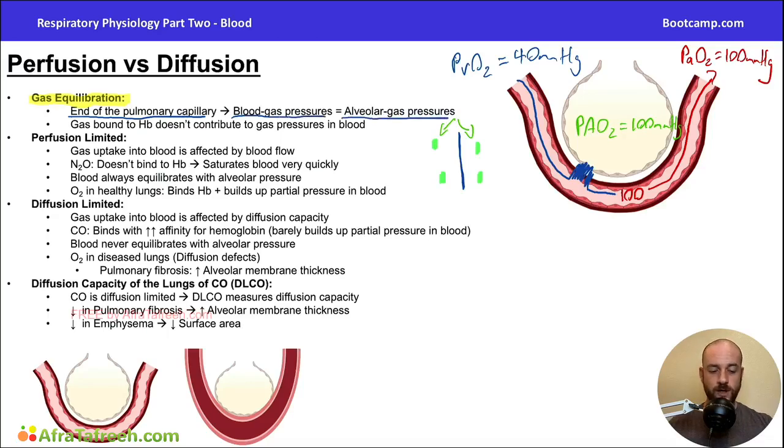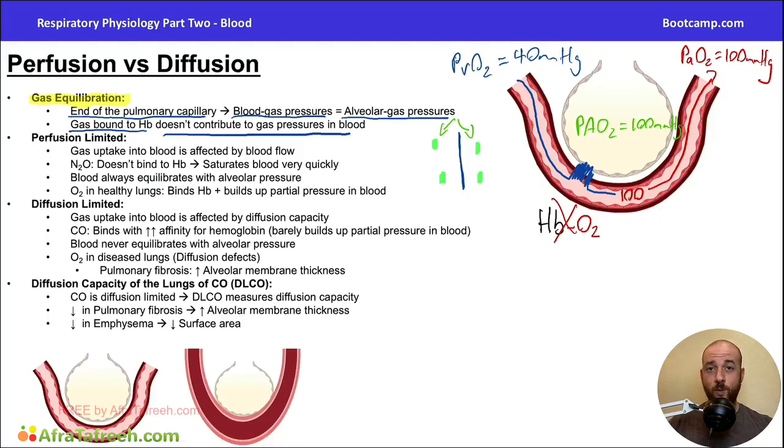And one other important concept is that we have hemoglobin floating in the blood. And when a gas binds to hemoglobin, such as oxygen, once it's bound to hemoglobin, it no longer exerts a partial pressure. The only time a gas will exert a partial pressure in the blood is when it's a freely dissolved gas, not bound to anything. And so gas bound to hemoglobin doesn't contribute to gas pressures in the blood. And so when we're talking about the equilibration of gas pressures across the alveolar capillary membrane, any gas that's bound to hemoglobin in the blood essentially doesn't count.